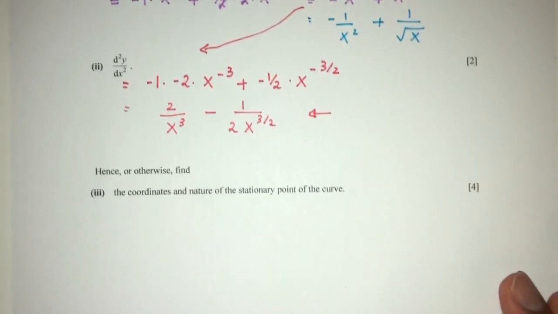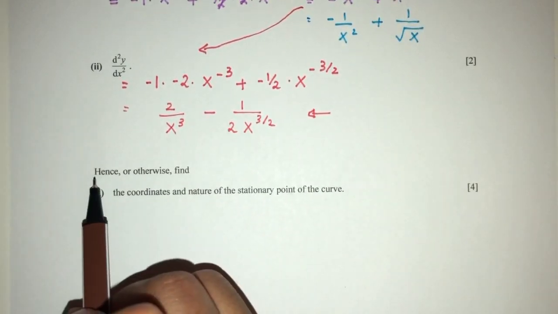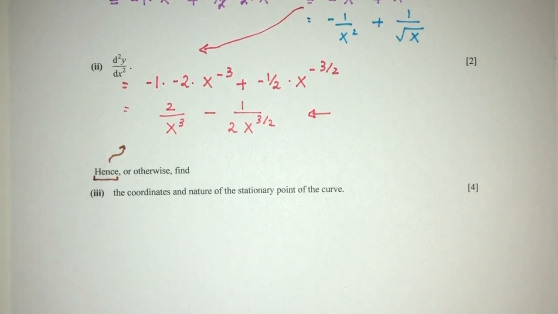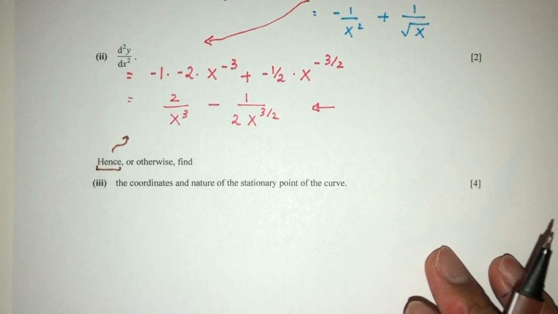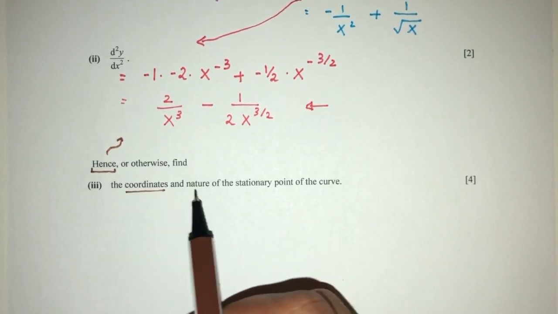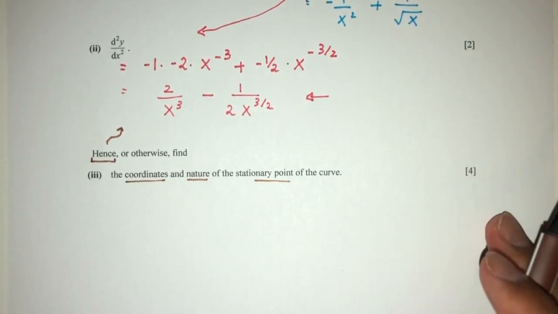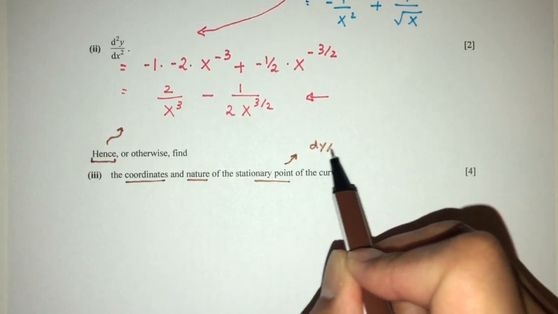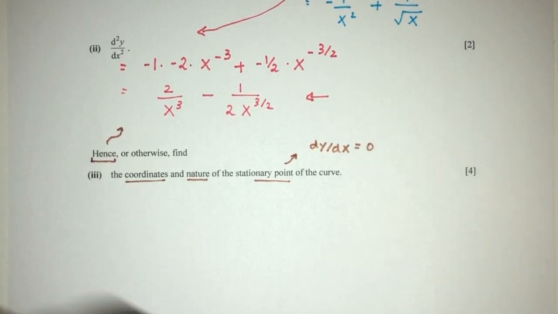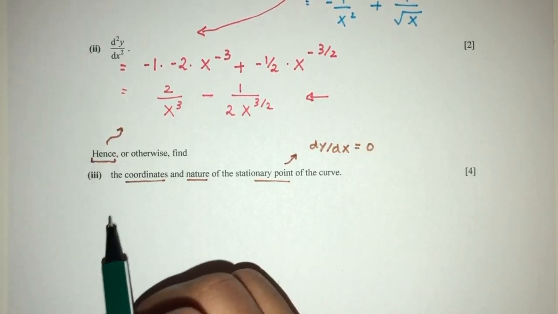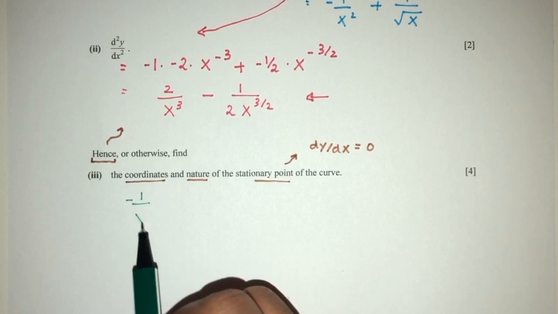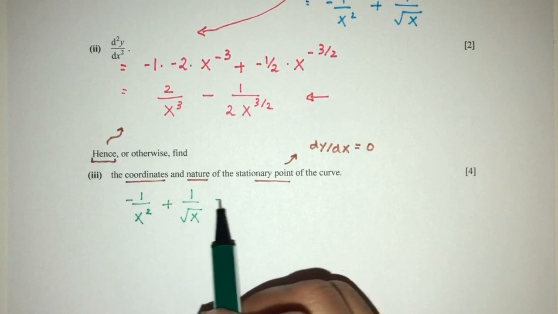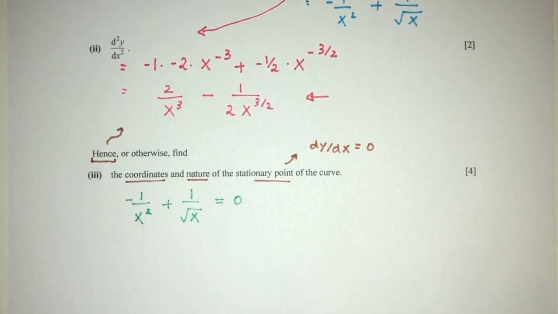Okay. Now for part 3 of the question, hence, so whenever you see hence, it means you have to use the answers from part A that we have to find the answers below. So we have to find the coordinates and the nature of the points. So pretty easy. As we know, at the stationary value, we have to know dy by dx have to be 0. Now we have seen that dy by dx is given by minus this over this, 1 over this have to be 0. That's the first thing we have right now.